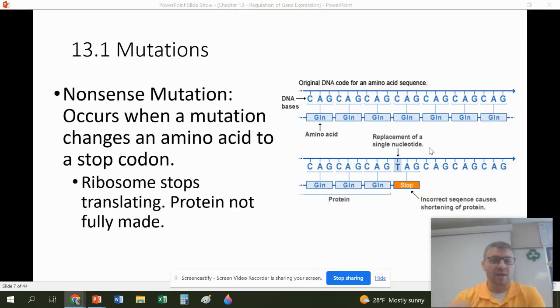Nonsense mutation. These occur when a stop is produced. This stop codon will stop the protein from being produced further. So you can see here the ribosome will read this and then stop because the codon was changed from CAG to TAG, which is going to stop that protein from being produced. So this is a type of point mutation that can really cause a dramatic effect to the protein and how it's produced, with the shape and function.